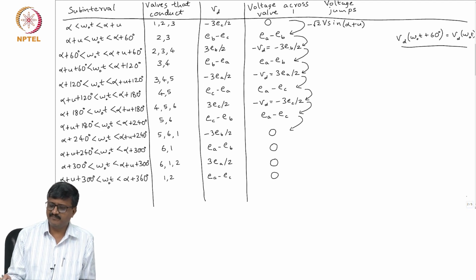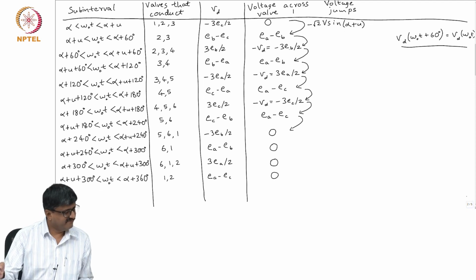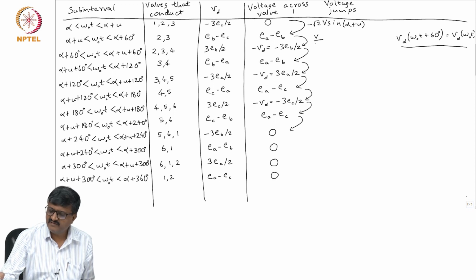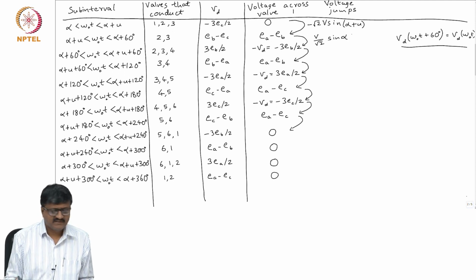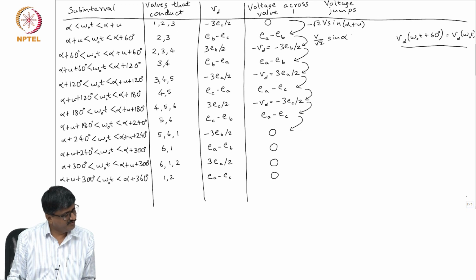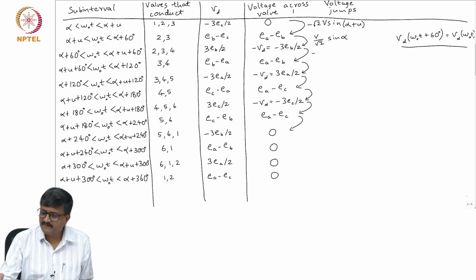Similarly, the next jump is minus 3 E B by 2 minus (E A minus E B) evaluated at alpha plus 60 degrees. This jump you can verify; I will just give the result. The second jump is V by root 2 sin alpha. Then the third jump, at alpha plus u plus 60 degrees, is minus V by root 2 sin(alpha plus u).